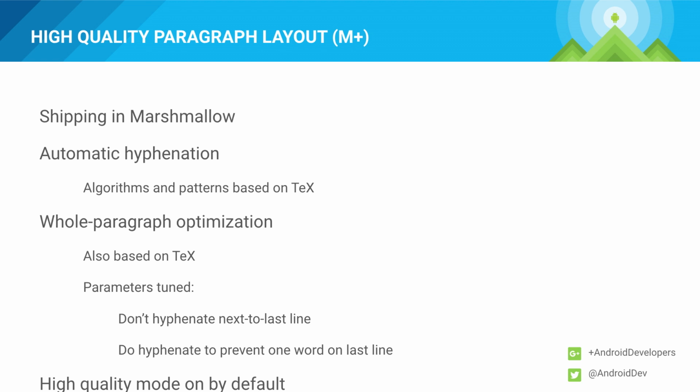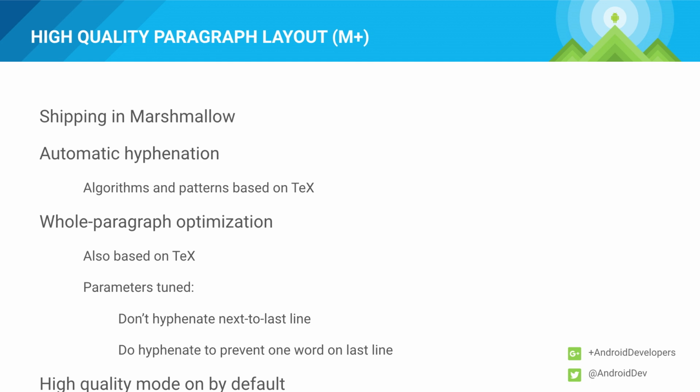So in Marshmallow, this is really one of the things I'm most excited about, that we really stepped up the paragraph layout. The old algorithm kind of used, you fill up a line, and then once the line is full, you just break at the word boundary and you keep going. But in Marshmallow, we have this high quality paragraph layout mode, and it incorporates a couple of different elements. It incorporates automatic hyphenation, and it also incorporates this concept of whole paragraph optimization.